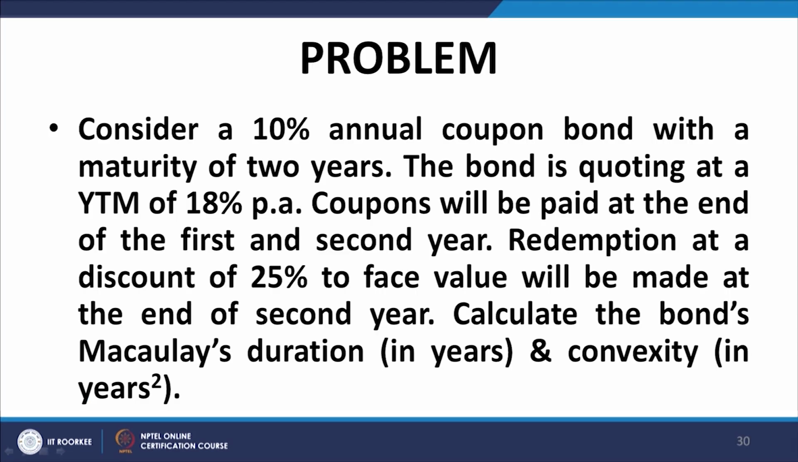Now, let us take up a problem. Consider a 10% annual coupon bond with a maturity of 2 years. The bond is quoting at a YTM of 18% per annum. Coupons will be paid at the end of the first year and the second year.